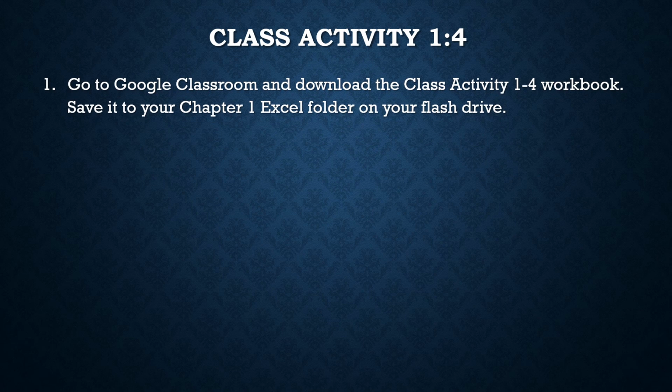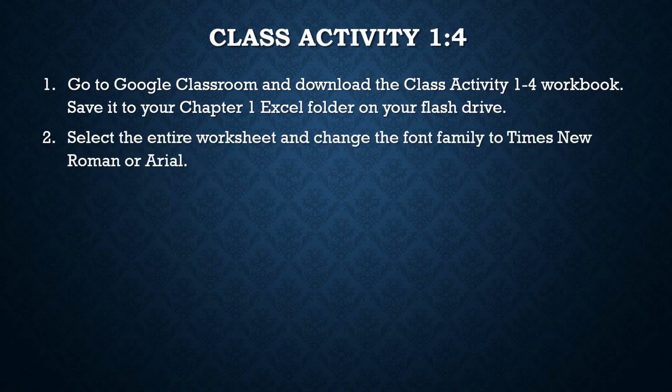Congratulations, you have just finished section 1-4. Let's start our class activity by going to Google Classroom and downloading the class activity 1-4 workbook. Save it to your Chapter 1 Excel folder on your flash drive. Select the entire worksheet and change the font family to Times New Roman or Arial. Change the font size to 12.